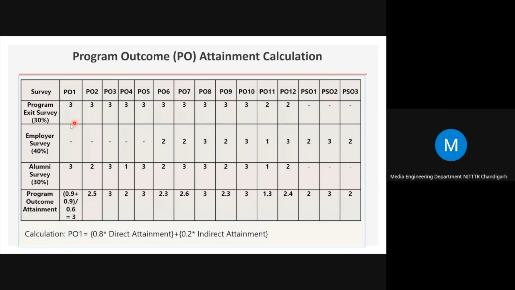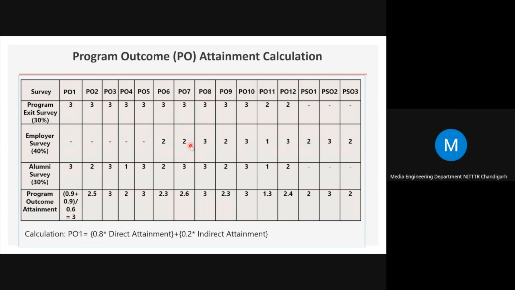Similarly for this one, 3 into 30% plus 2 into 30%, right? 3 into 30% will be 0.9, 2 into 30% will be 0.6. So 0.9 plus 0.6, which is 1.5, divided by the contribution of 0.6. So it will give us the value 2.5. That way we can calculate these PO attainments for all the POs using the responses of the individual surveys, right?